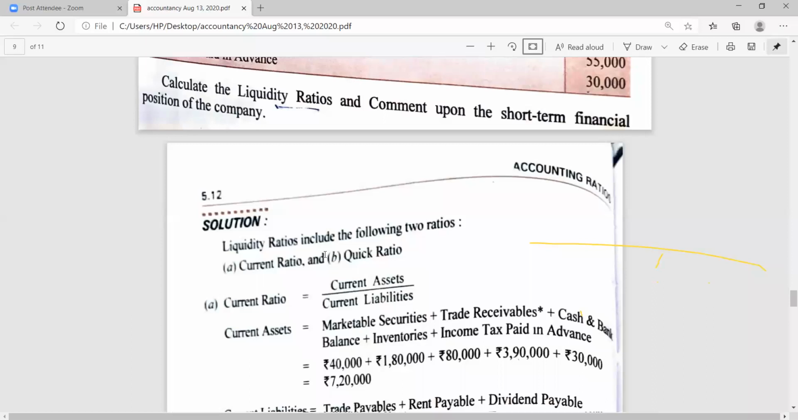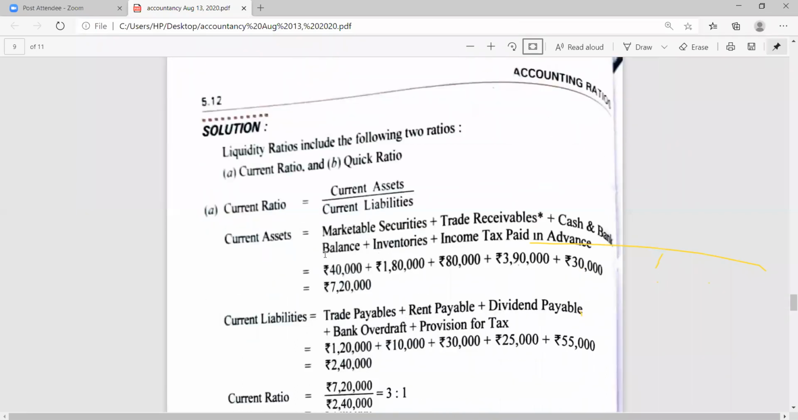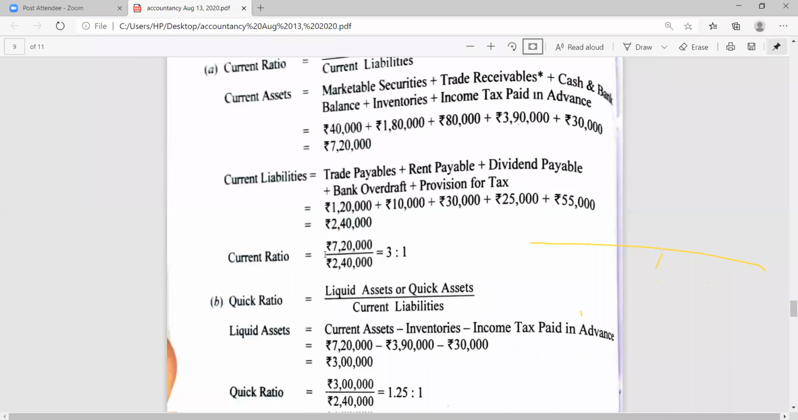You have to exclude inventories or any prepaid expense in the quick assets. See how the quick asset or the liquid asset is to be considered. Current assets are 7,20,000, which we have calculated above. Now deduct 3,90,000 as inventory and tax paid in advance, that is your 30,000. In this way, we are able to calculate our liquid assets.